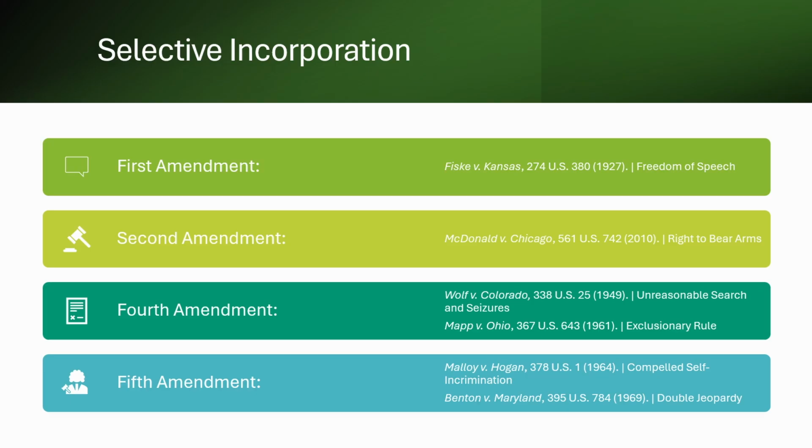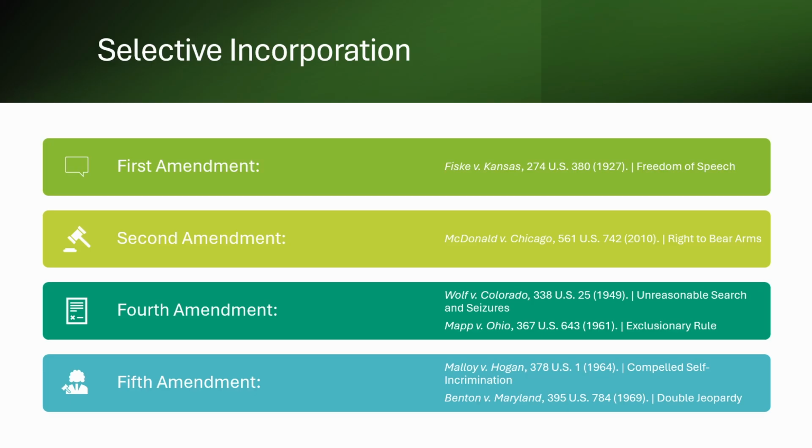By way of example, the First Amendment was incorporated into the 14th by Gitlow v. Kansas, 274 U.S. 380, 1927, for the freedom of speech. The Second Amendment was incorporated by McDonald v. Chicago, 561 U.S. 742, 2010, with the right to bear arms. The Fourth Amendment was incorporated in two separate cases, Wolf v. Colorado, 338 U.S. 25, 1949, for unreasonable searches and seizures, and Mapp v. Ohio, 367 U.S. 643, 1961, for the exclusionary rule.